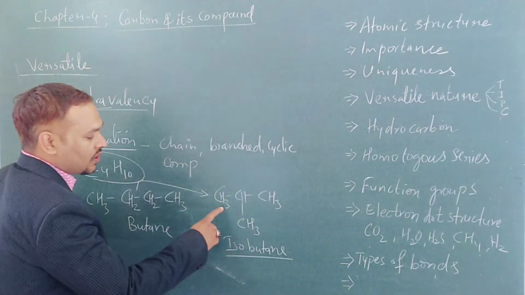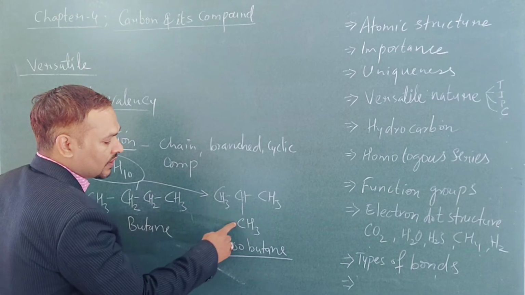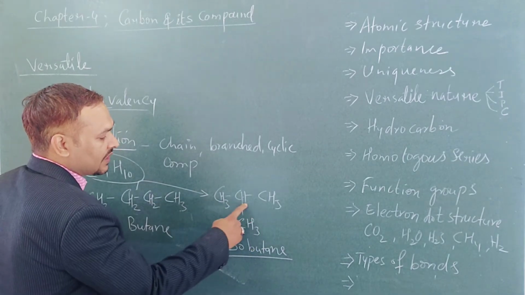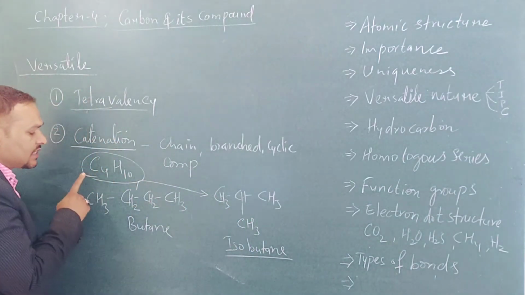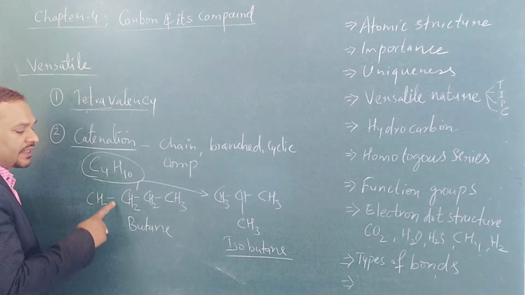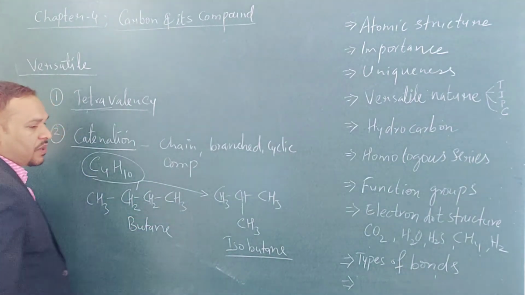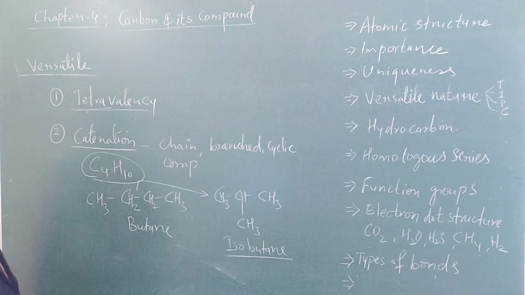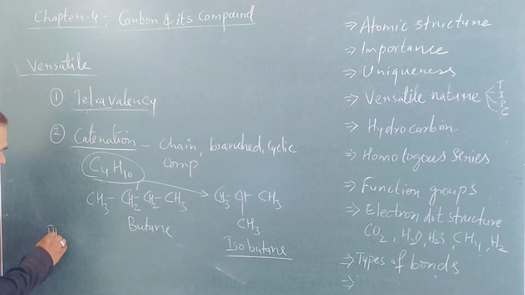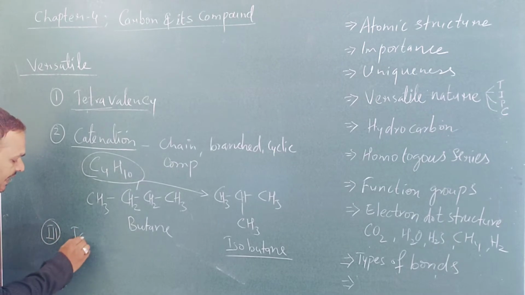Here you can also count the number of carbon is 4 and the number of hydrogen is 10. So with this molecular formula we can form 2 types of compound. They are called isomers, right? So the next property of carbon is isomerization.